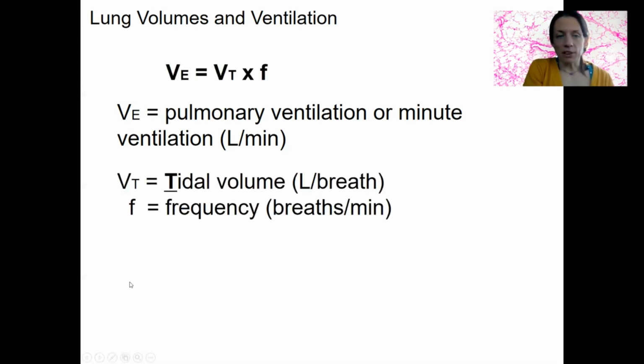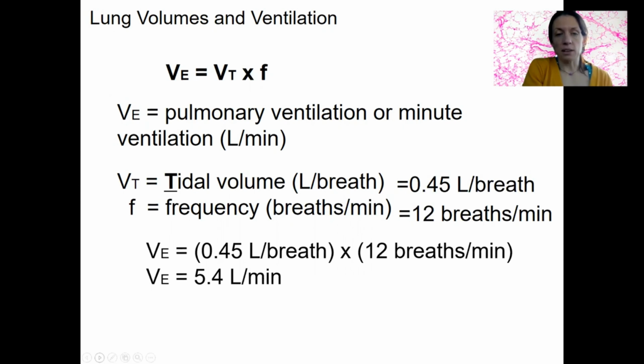So VE, that's pulmonary ventilation, is equal to tidal volume in liters per breath times the frequency, so breathing rate in breaths per minute. Breaths cancel out, and it's going to give you liters per minute. Very similar to cardiac output. So we can do an example here. We have someone who is taking tidal volumes of 0.45 liters per breath, 12 breaths a minute. Multiply those together, that's going to be a minute ventilation of 5.4 liters per minute. Great. So 5.4 liters are being exchanged each minute.